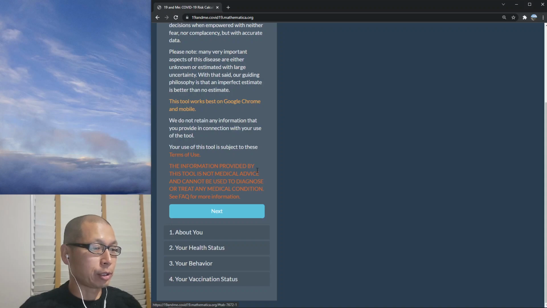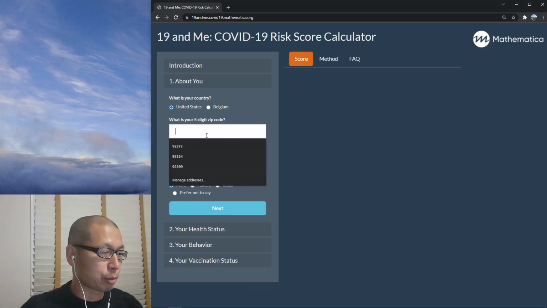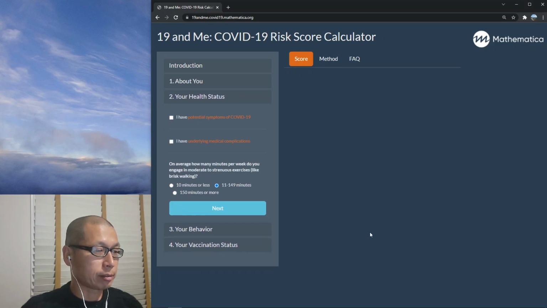Okay, so they tell you, this is not medical advice, obviously, this is just information. It's pretty good information. It's mainly geared for people in the United States. Belgium looks like it's an option as well. I'm not sure why. You put in your zip code. Let's just put in a random zip code. Okay, and then what is your age? Let's say 50. And then what sex were you assigned at birth? Okay, male. And then say next.